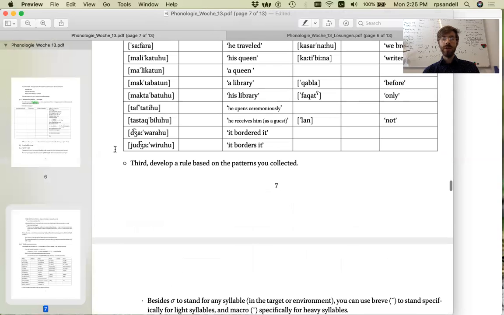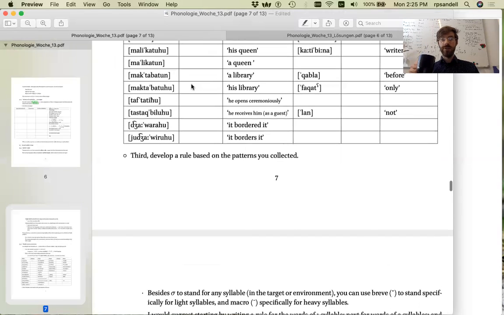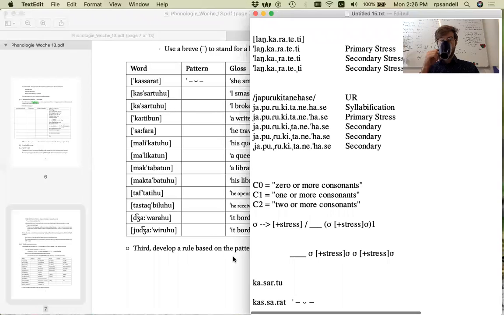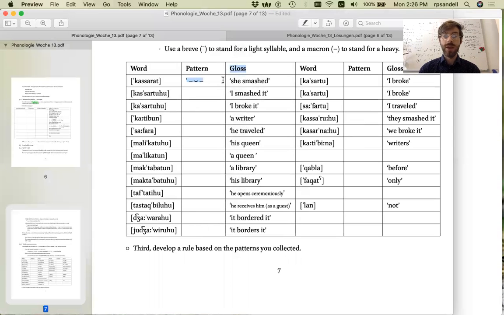And the final step will be to develop a rule based on patterns of where the primary stress seems to occur. So here we marked in our pattern where the primary stress fell. I'll just quickly make some generalizations. You may want to take the time at home to systematically write out the patterns of light and heavy syllables yourself.